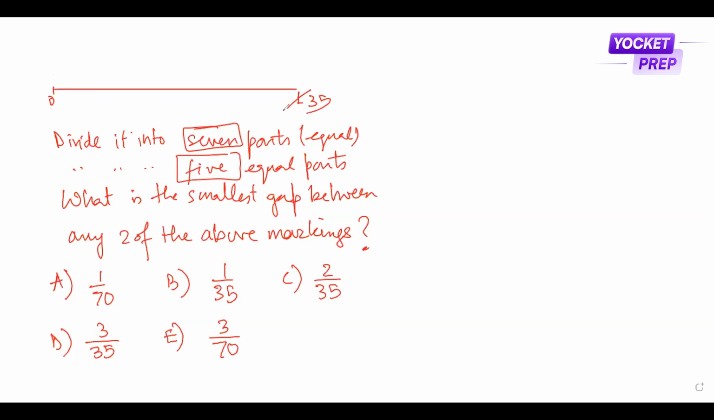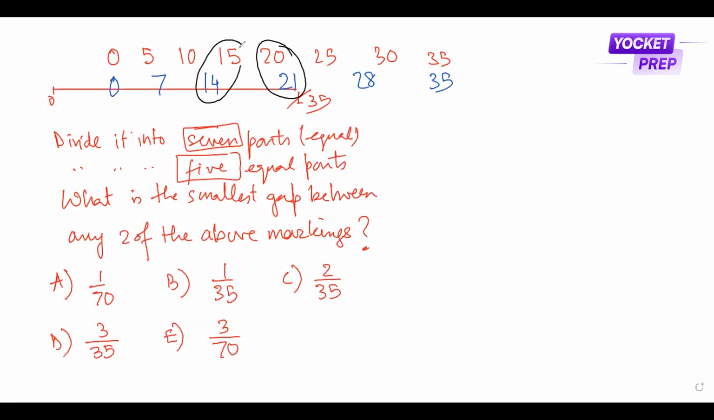So now when you divide it in 7 parts, 1/7 of 35 means 5. So your markings will come at these values: 0, 5, then 5 more, and like this, right? And at the end. And when you divide it in fifths, that means 1/5, 2/5, and so on, your markings will come at 0, 7, 14, 21, 28, and 35. It's very easy to spot that this or this has a gap of 1.